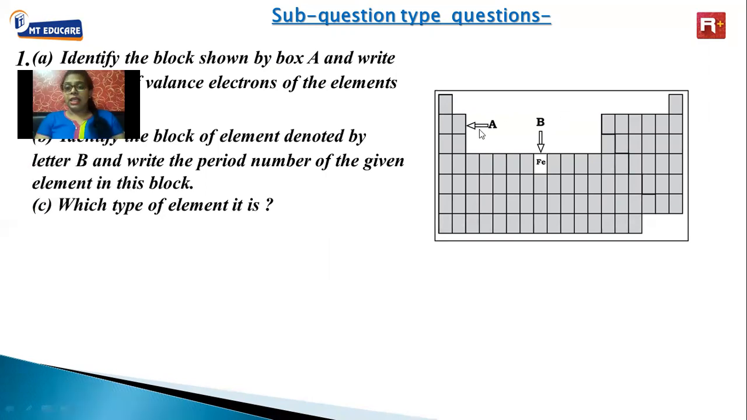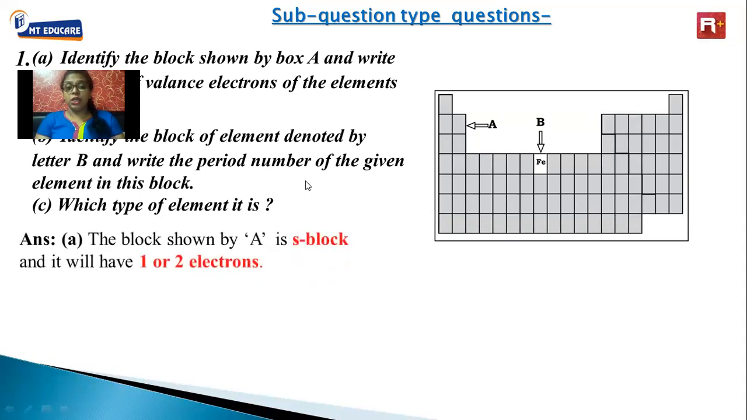Which block is A pointing towards? A is pointing towards the S block. And what will be the number of valence electrons? See, S block consists of two groups, students, that is group 1 and group 2. So if group 1 and group 2 are present, that means the valence electrons will also be 1 or 2.